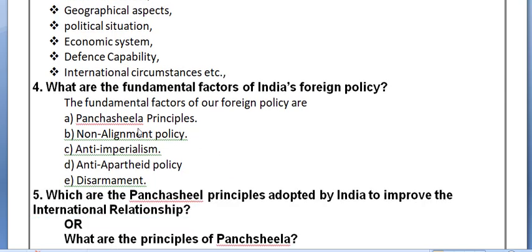The next question. What are the fundamental factors of India's foreign policy? The fundamental factors of our foreign policy are Panchashila principles, non-alignment policy, anti-imperialism, disarmament.